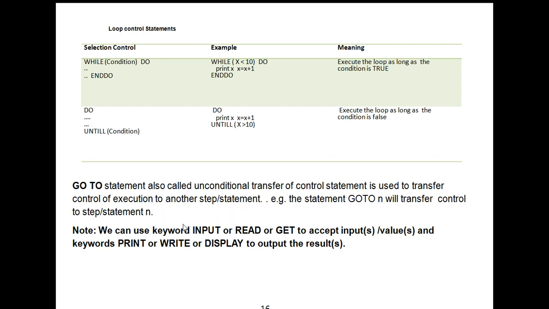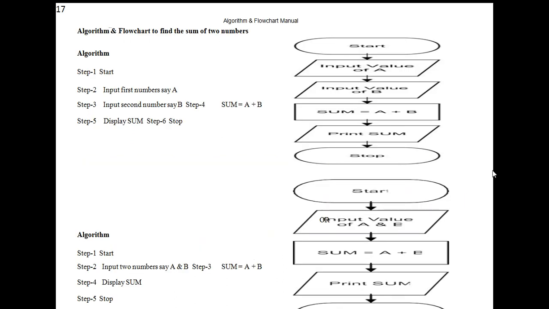We can use the keywords input, read, or get to accept inputs, and the keywords print, write, or display to output the result. So for getting the input, we can use input, read, get. For output, showing the results, we can use print, write, or display.